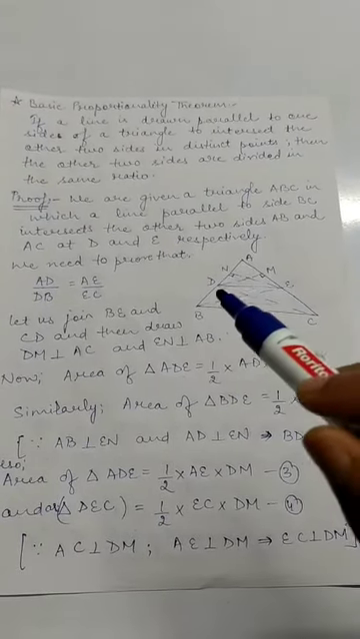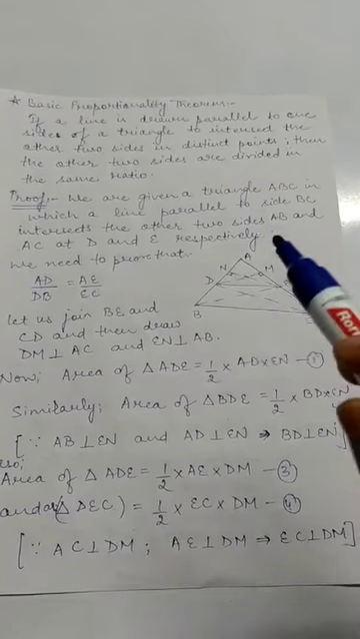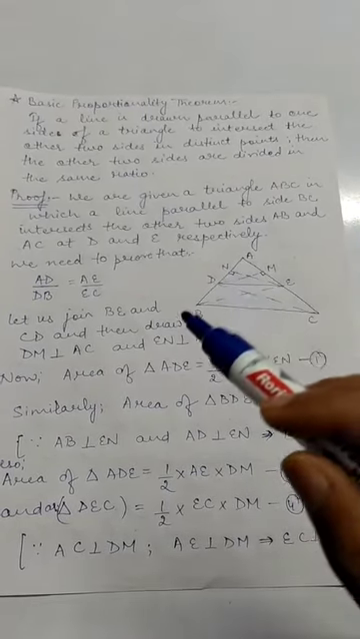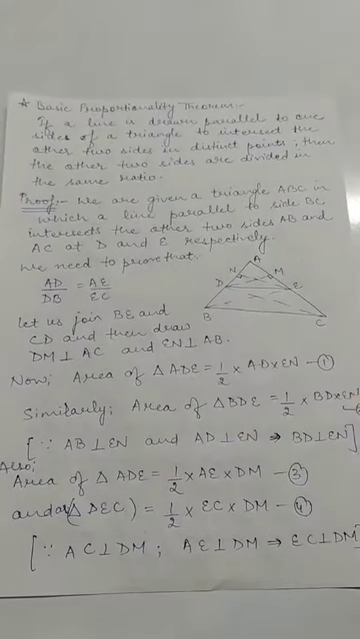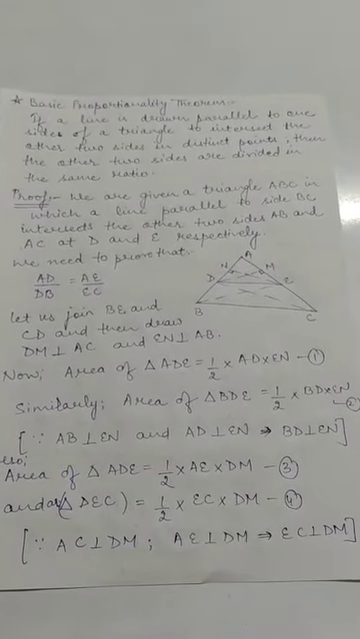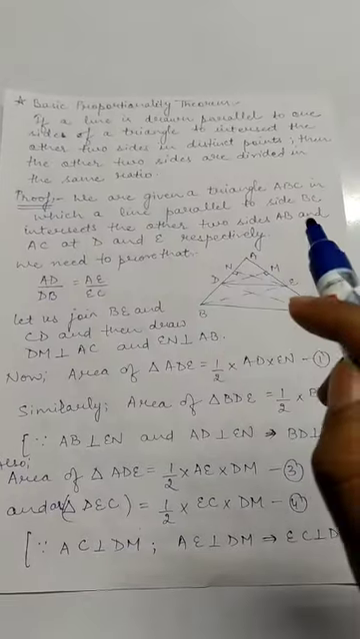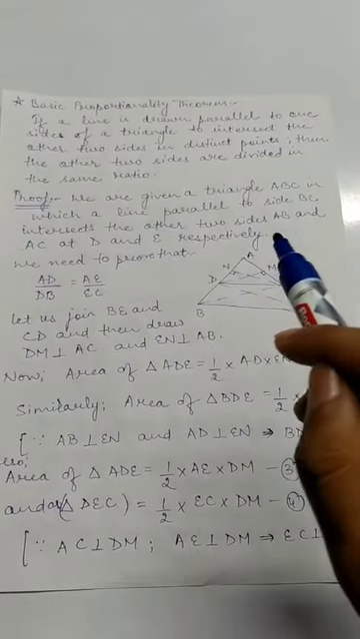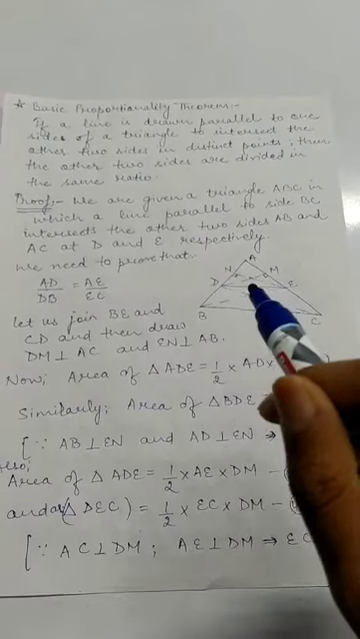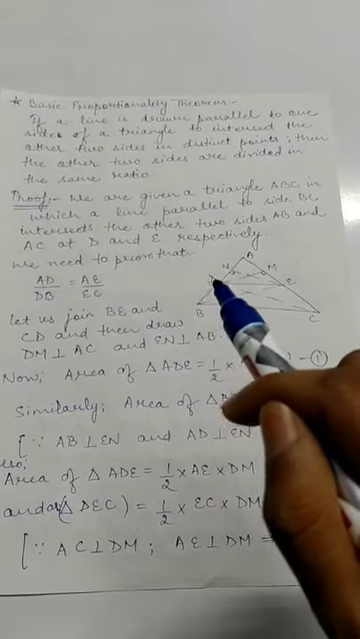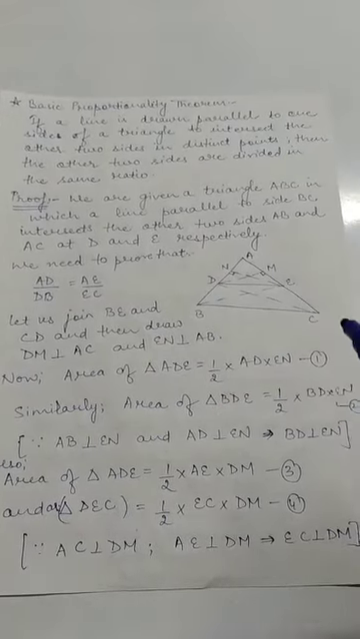So it is given to us that DE is parallel to BC. So we have to prove that AD upon DB equals AE upon EC. As you can see, we are given the triangle ABC in which a line parallel to BC intersects the other two sides AB and AC at points D and E. We need to prove that AD upon DB equals AE upon EC.